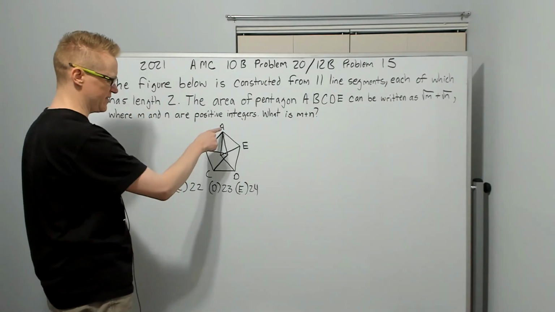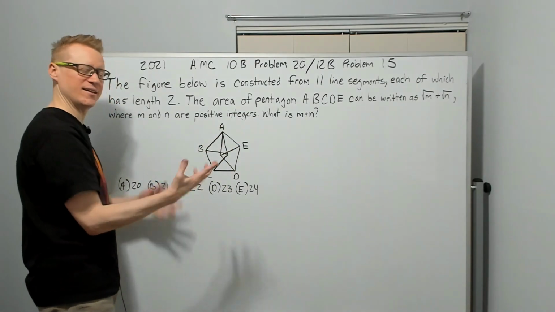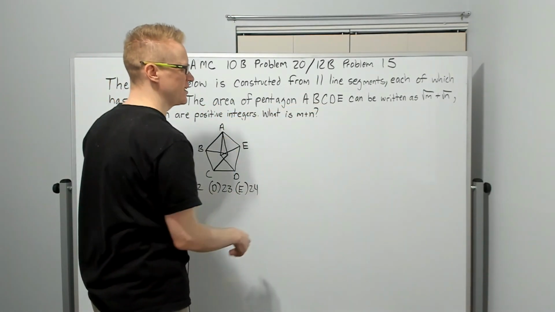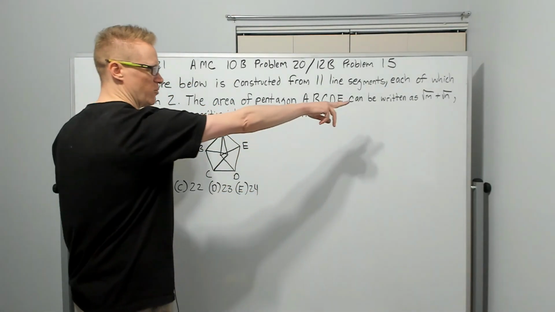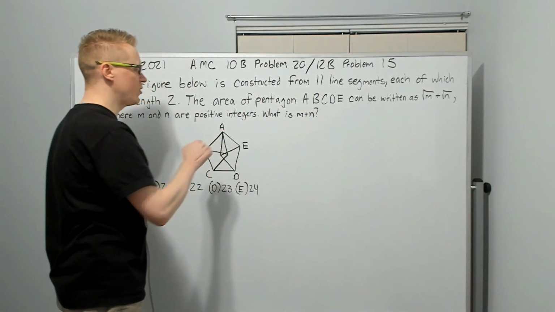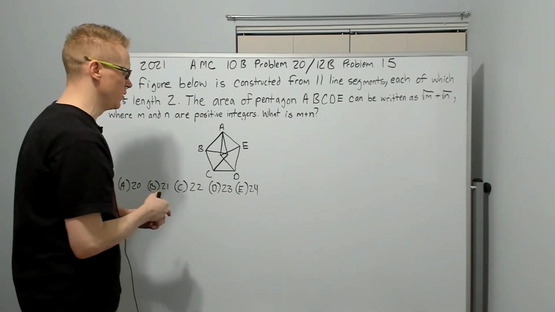The figure below is constructed from 11 line segments, each of which has length 2. Okay, what do they mean? I see 1, 2, 3, 4, 5, 6, 7, 8, 9, 10, 11. There's 11 total line segments, all right. The area of pentagon ABCDE can be written as the square root of that, and so on, positive integers, find their sum. Okay, let's get to figuring out what the area is, because that's in essence what we're doing.